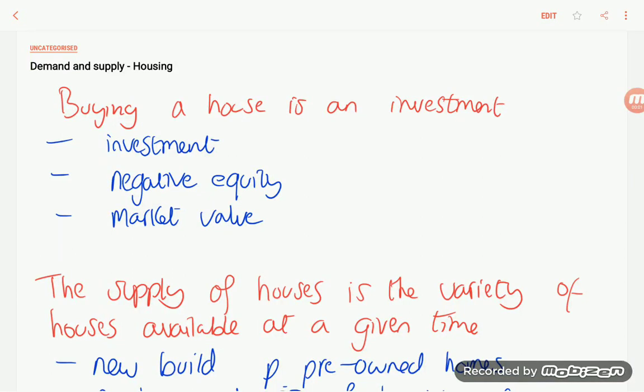Demand and supply, housing. Buying a house is an investment. Houses can rise in value over time and they're seen as an investment. It's possible to invest in houses and make a return on the investment in the future.